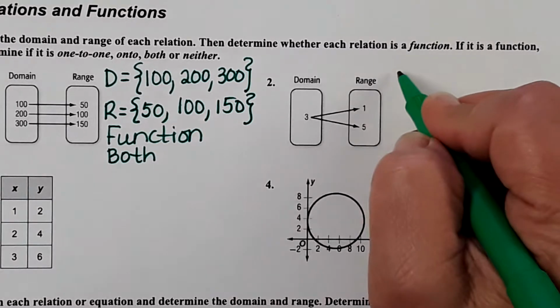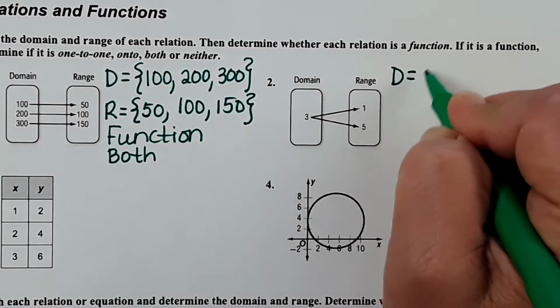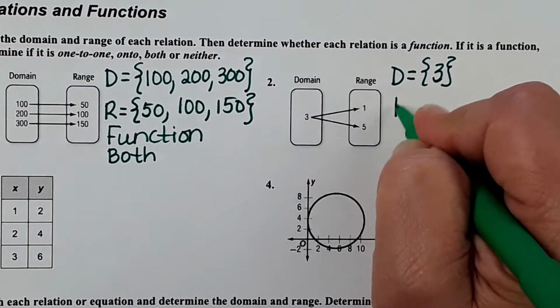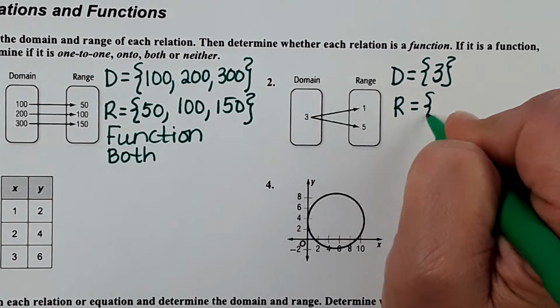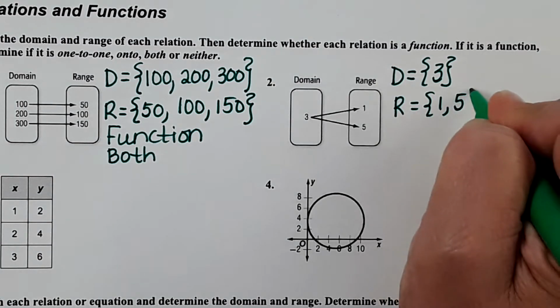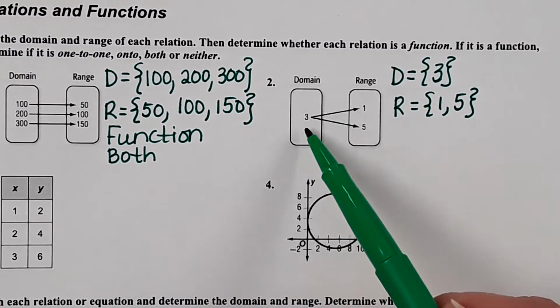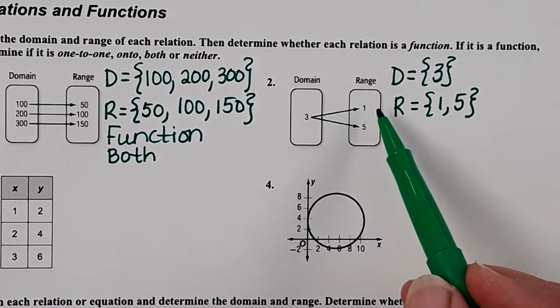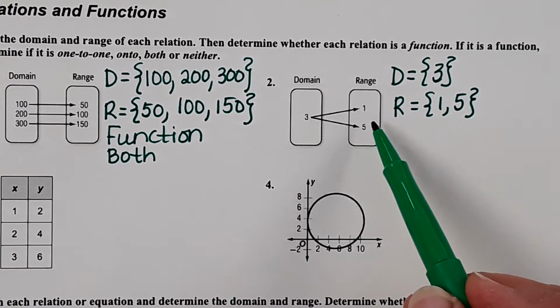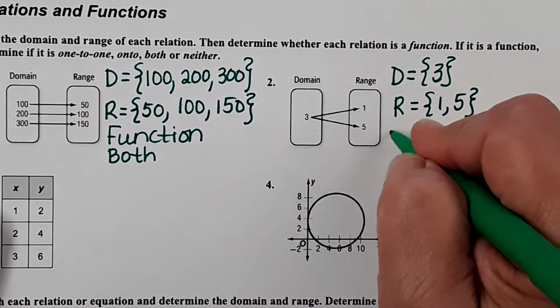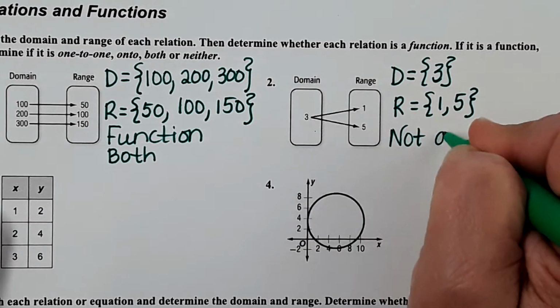Okay, what is the domain? 3 is the domain. What is the range? 1, 5. Now, the domain does not have exactly one element in the range, right? The domain has 2 elements in the range, so that means this is not a function.